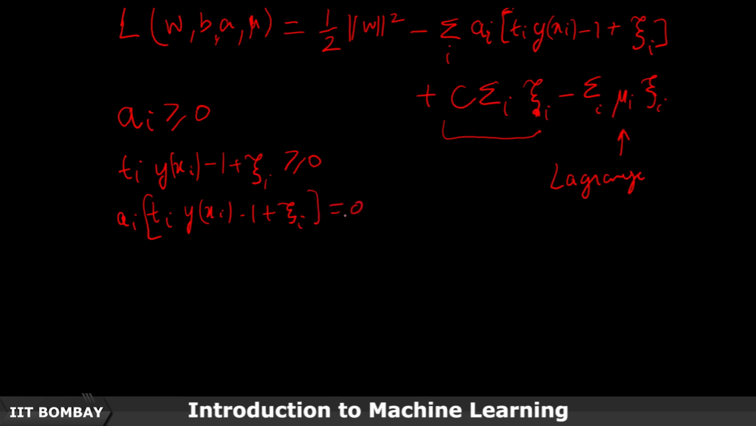Okay, so these are the 3 original KKT conditions, except that instead of just minus 1 we have minus 1 plus xi I. Now we will have 3 other KKT conditions from the condition that xi I is greater than or equal to 0. One will be that all the Lagrange multipliers mu I are greater than or equal to 0, and then we will have xi I greater than or equal to 0. Whenever mu I is 0, xi I is strictly greater than 0, and whenever mu I is greater than 0, xi I is strictly equal to 0. So we will have mu I xi I equal to 0.